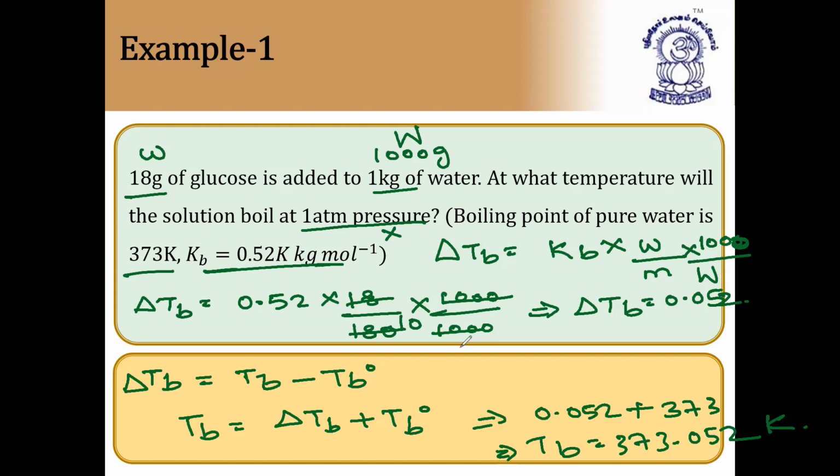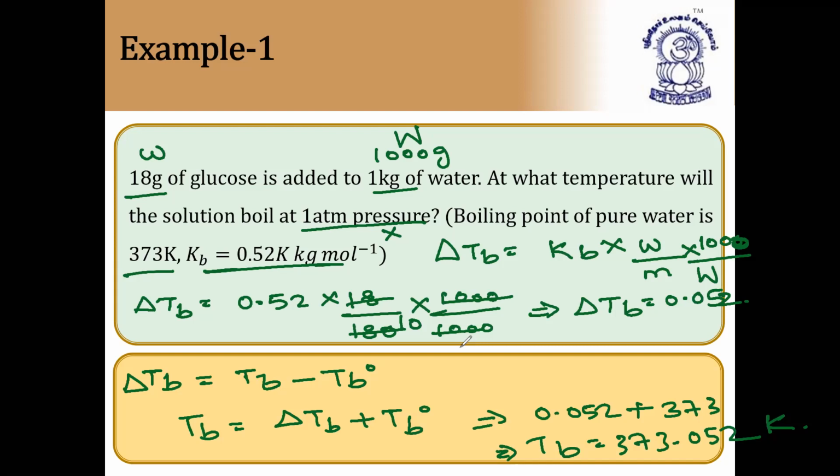So once you find delta TB, it becomes 0.052. It means the elevation in boiling point is 0.052. Means when 18 grams of glucose is dissolved in 1 kg of water, the boiling point increases by 0.052 kelvins. But we have to find the actual boiling point of the solution after adding the solute, because they are asking at what temperature the solution boils. Which solution? Water containing glucose. That solution is nothing but TB.